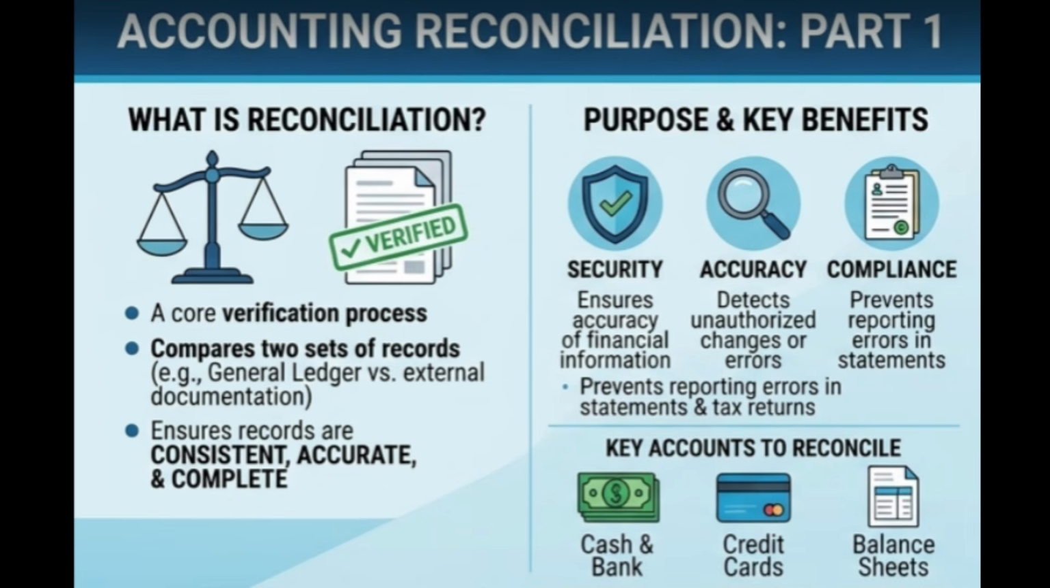1. It compares internal records, like a general ledger, against external sources or subrecords. 2. In a general ledger, GL, every transaction is recorded twice, as a debit and a credit. Reconciliation ensures these entries are placed in the correct accounts.